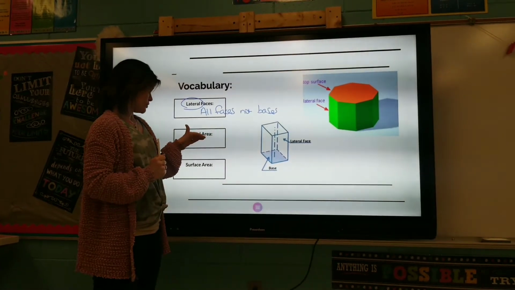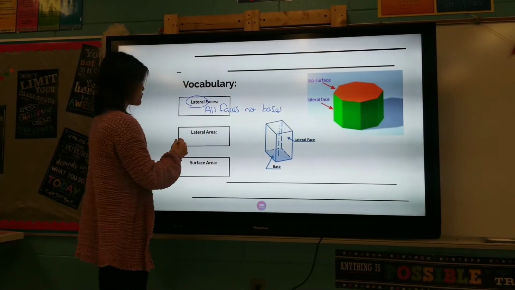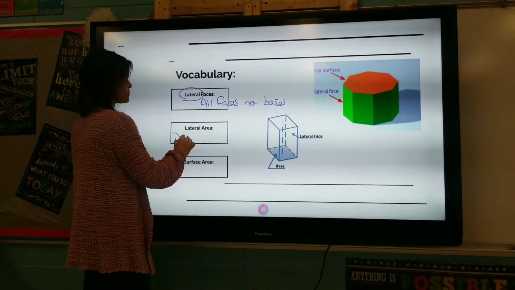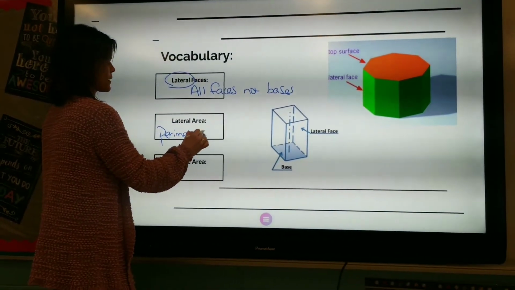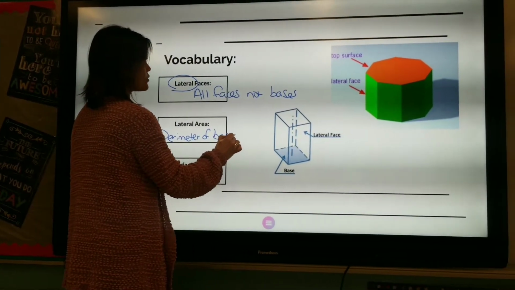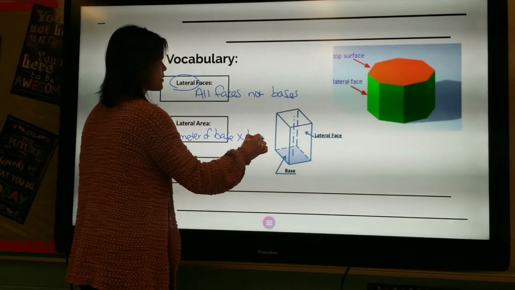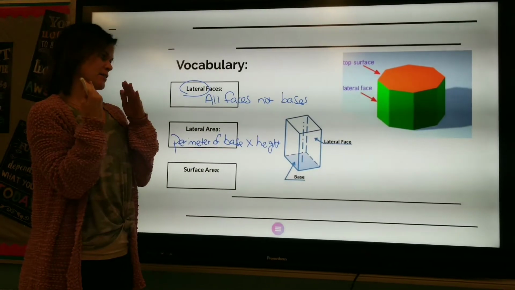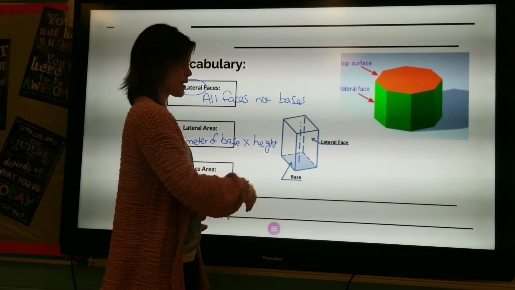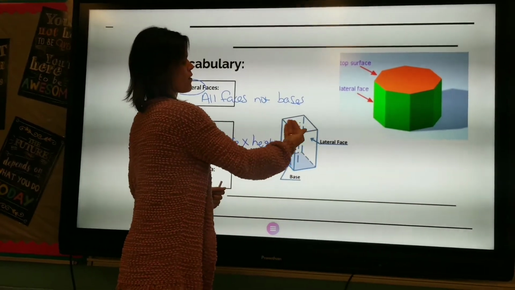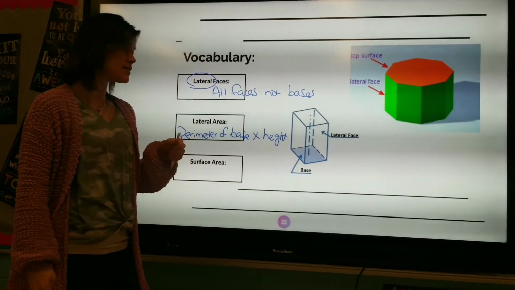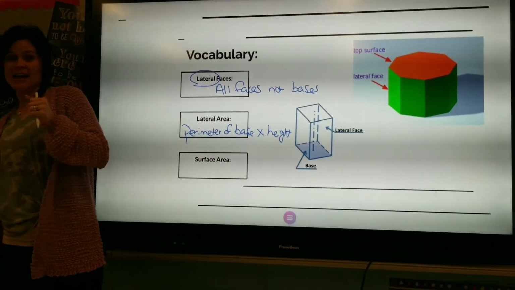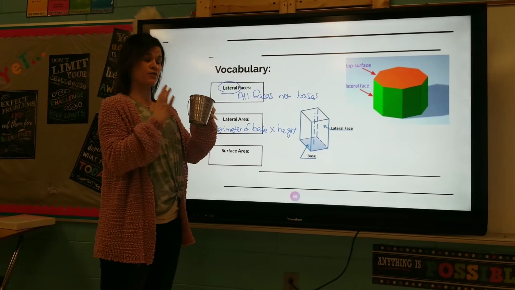To find your lateral area, you actually find the perimeter of your base and you will multiply that by your height. And the lateral area is going to be all that area combined. So this is a rectangular prism. The lateral area would be the area of all those four rectangles combined. Where on our cylinder, again, I don't really have a formula for that yet.